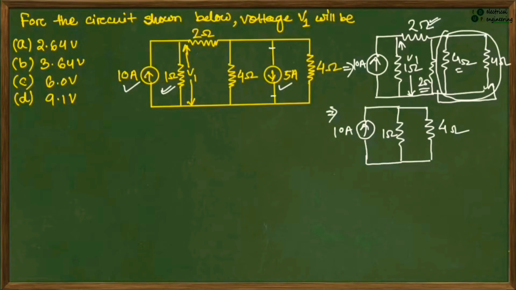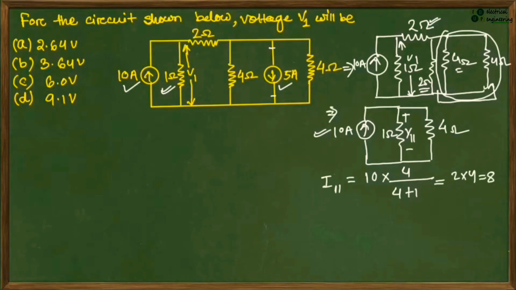We have to find the voltage across this 1 ohm resistance. Let's call it V11, the voltage across this 1 ohm resistance due to the 10 ampere source, the first source. Let's find the current through this 1 ohm resistance using the current division rule. I11, the current through the 1 ohm resistance, equals 10 into 4 divided by 4 plus 1, since this resistance is 4 and this resistance is 1. This is 2 into 4.